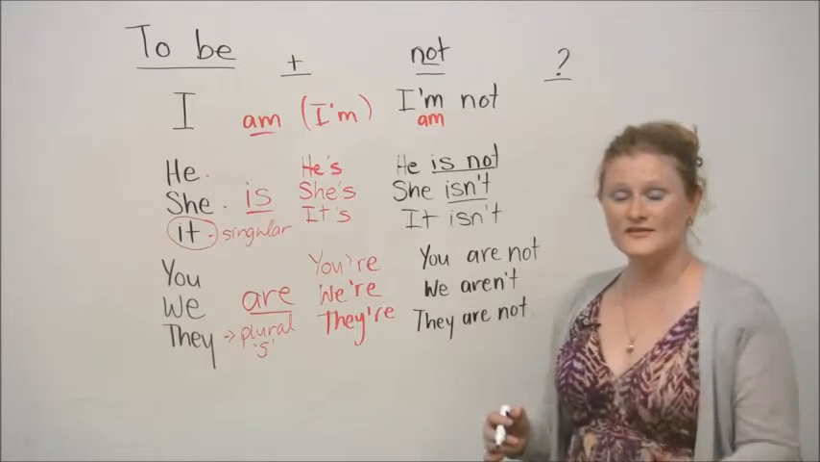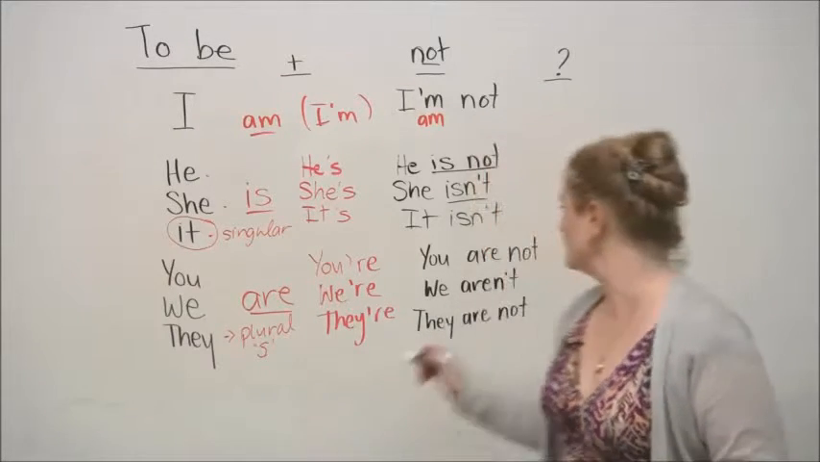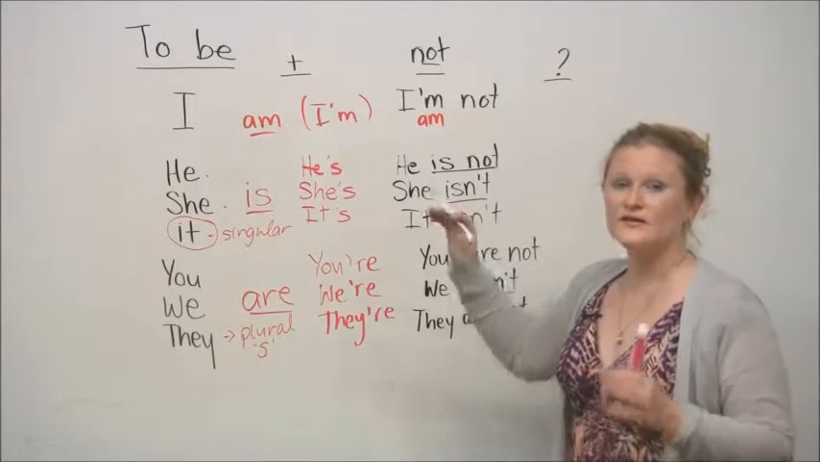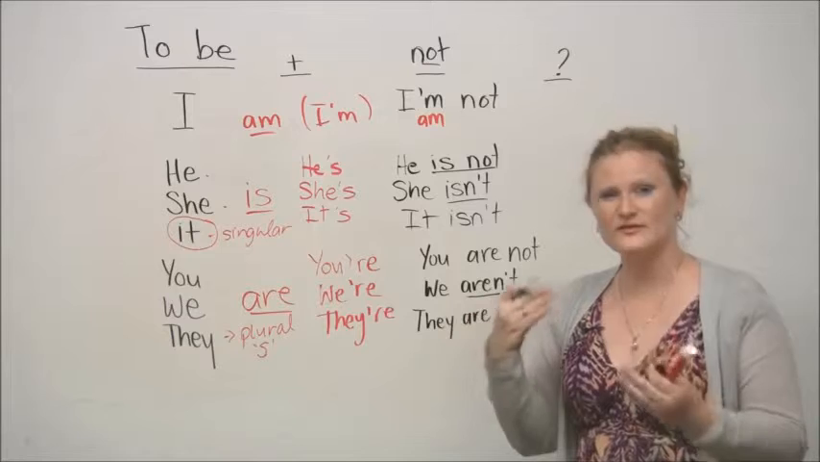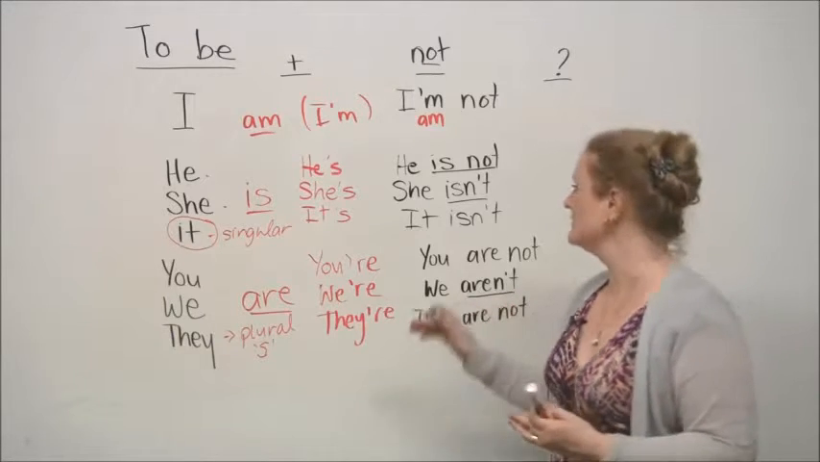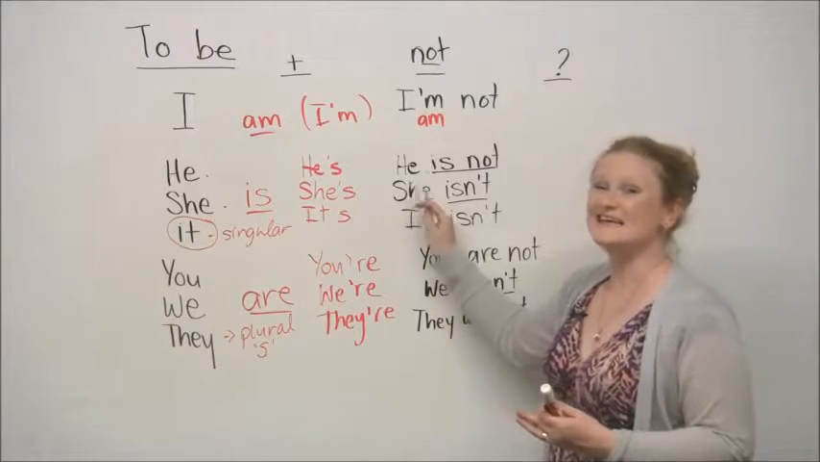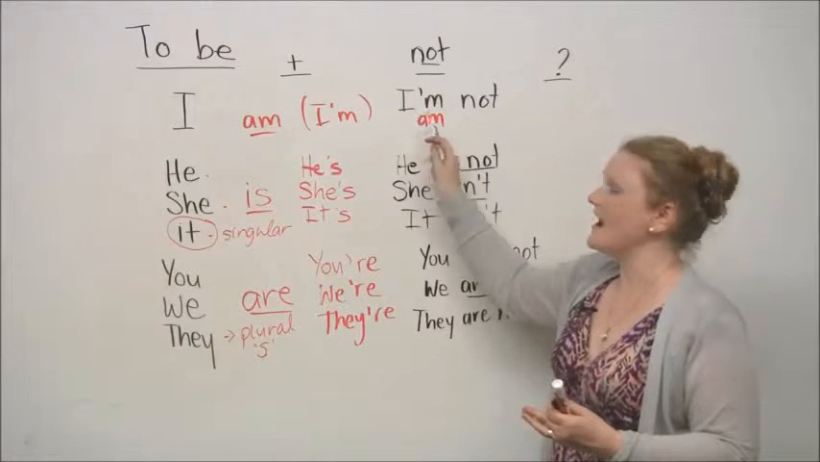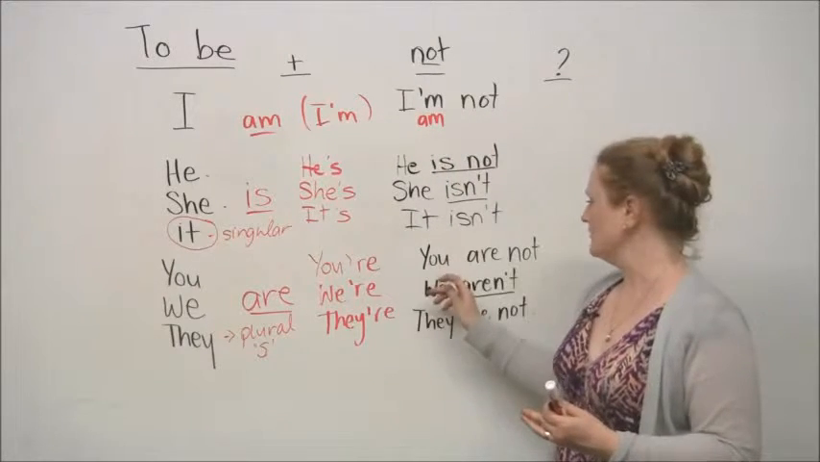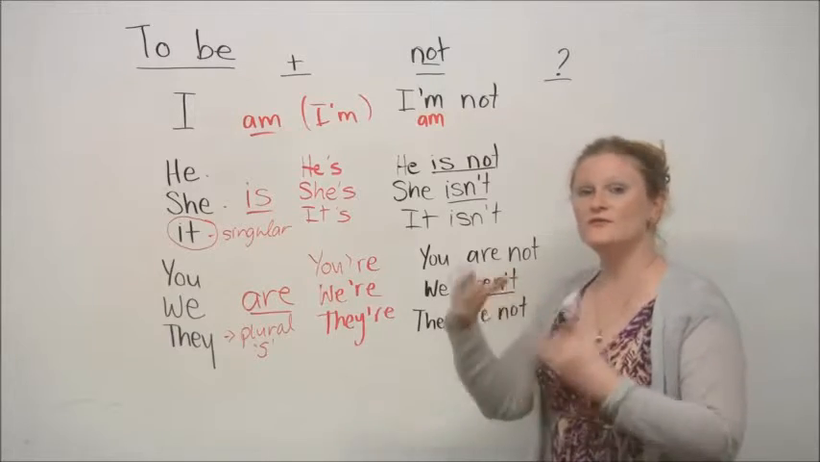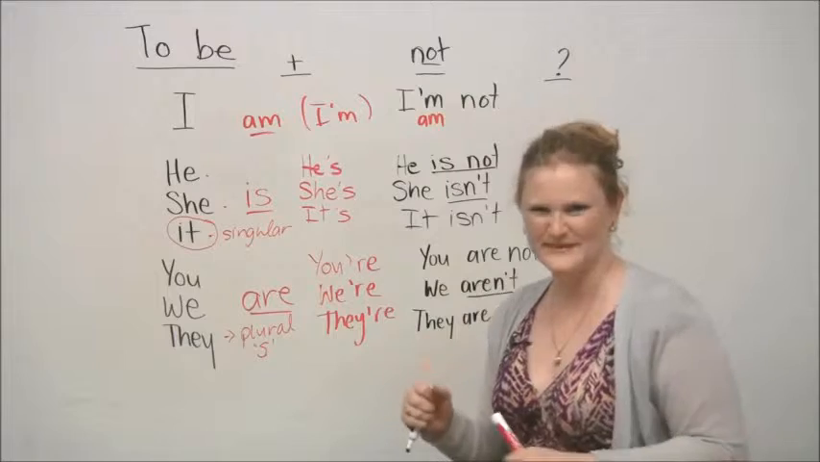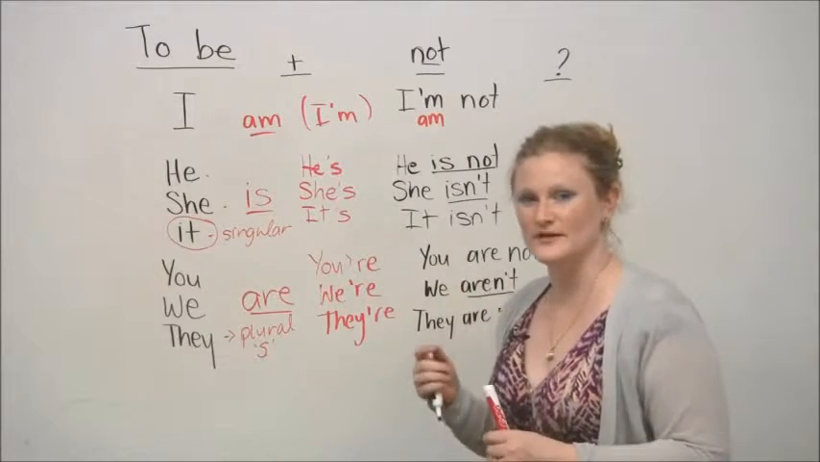If it is difficult for you to say aren't or isn't, don't worry. If you want to try and start, you can practice saying he is not, she is not, I am not, you are not. Then when you feel comfortable, you can change it and shorten it. It'll be easy once you practice a couple times.